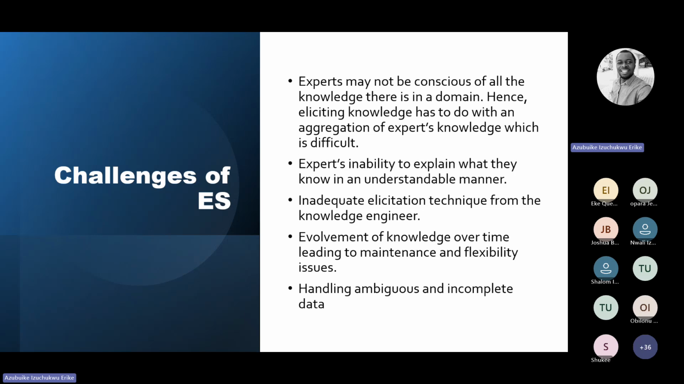Experts' inability to explain what they know in an understandable manner is also a challenge. Somebody may become an expert but is not able to impart the knowledge that he has in that domain. Another thing is inadequate elicitation technique from the knowledge engineer. You are not properly guided, you are not grounded in eliciting knowledge from the domain expert. So that will hamper the expert system that you are developing.